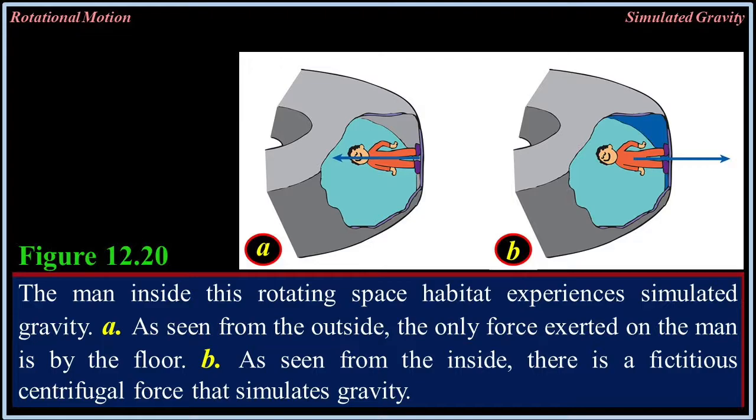Figure 12.20: the man inside this rotating space habitat experiences simulated gravity. A, as seen from the outside, the only force exerted on the man is by the floor. B, as seen from inside, there is a fictitious centrifugal force that simulates gravity.